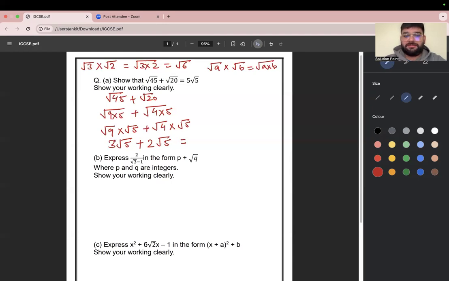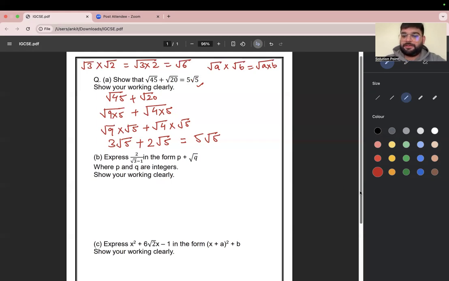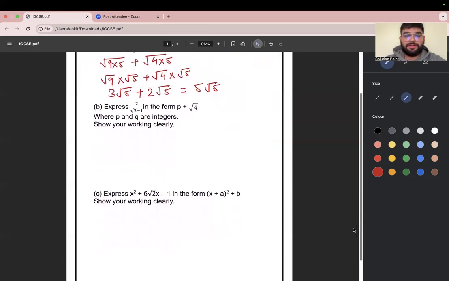Now when I add them, 3 plus 2 will give me 5 square root 5. This is what I need to prove here. So I can say that square root of 45 plus square root of 20 is equal to 5 square root 5. Now let's do the second part.